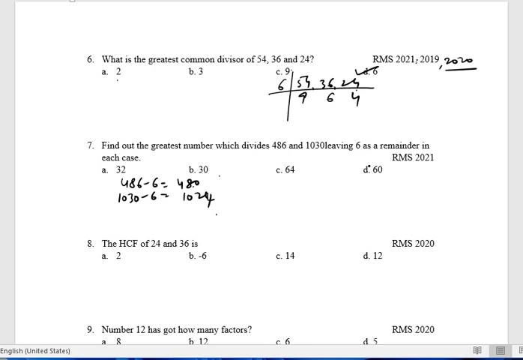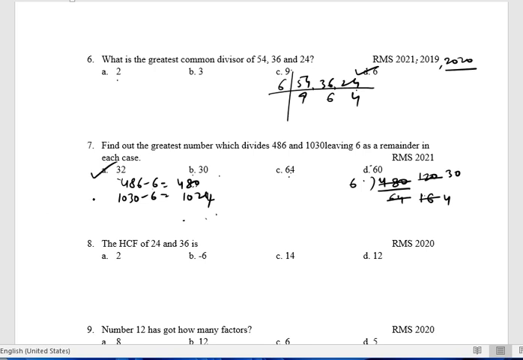So if we find out HCF of these two numbers, how will you go? 30 can't be there, 60 can't be there, it is 64 or 32, but it is the highest common factor. So is it divisible by 64? We can check. Let's try 480 by 64, or you can cut the numbers this way. It is not divisible. So this is not there, this is not there. So we are left with 32 only.